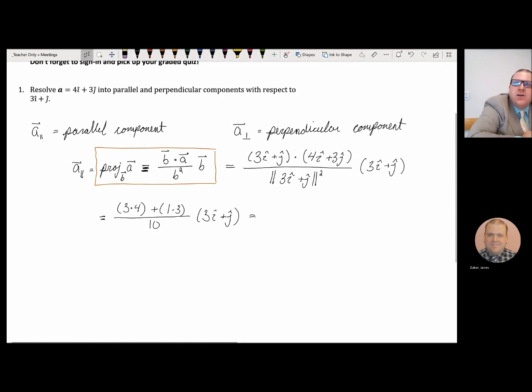Three times 4 is 12. 1 times 3 is 3. 12 plus 3 is 15. 15 over 10 simplifies to 3/2. There is our parallel component.